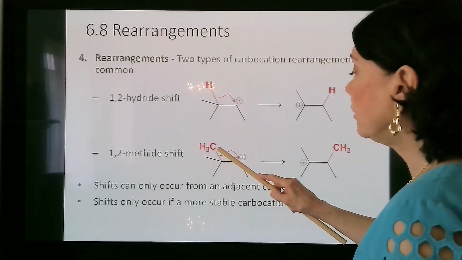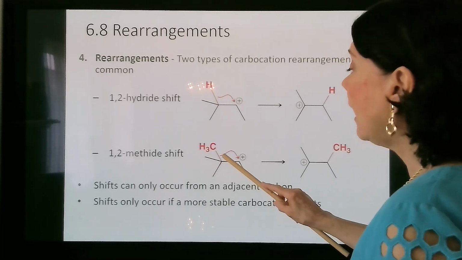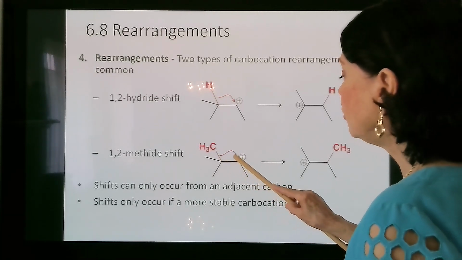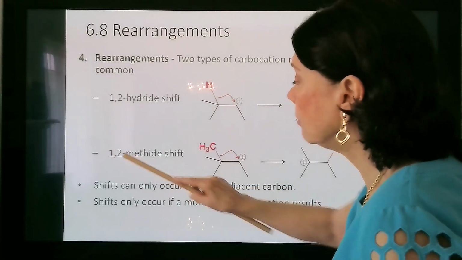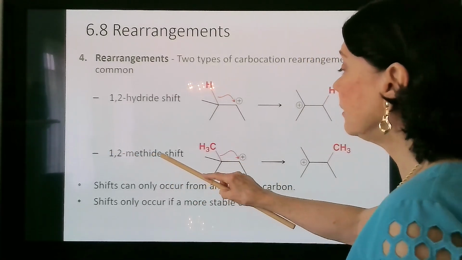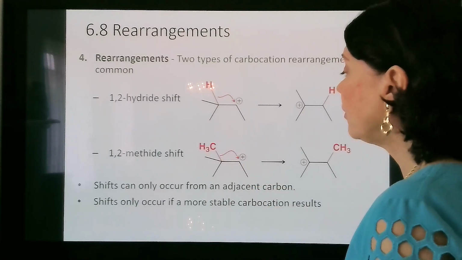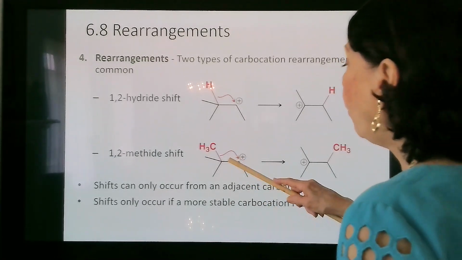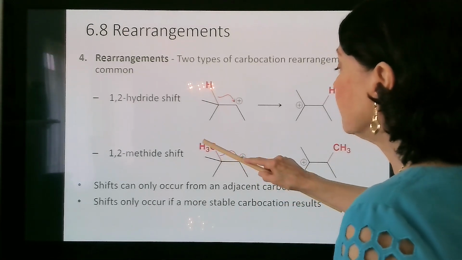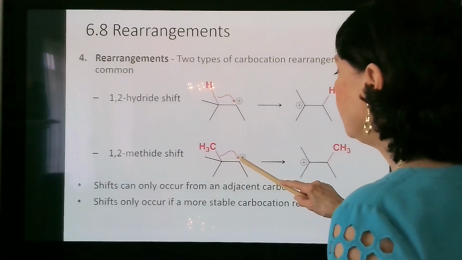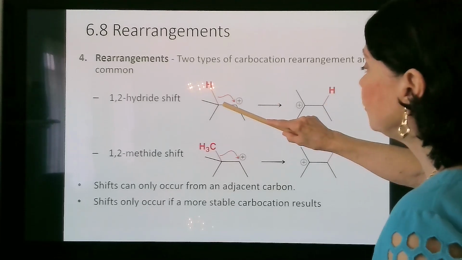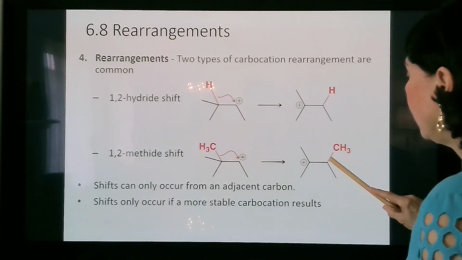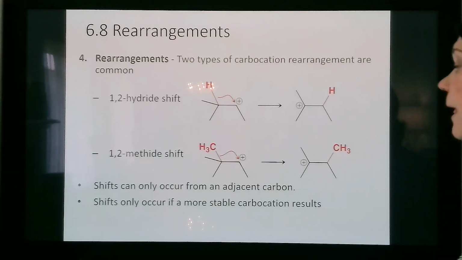Now, in this one, you have CH3 down here, and CH3 is migrating, again, from position 1 to position 2, so it's called 1-2. And here, they're calling it a methide shift. Most books call it a methyl shift, 1-2 methyl shift, because methyl is shifting from position 1 to position 2. So now you see the CH bond started over there, now it's here. The methyl group started over there, now it's over here.